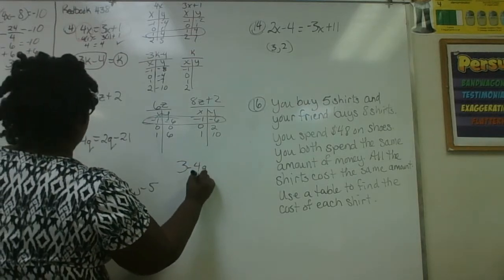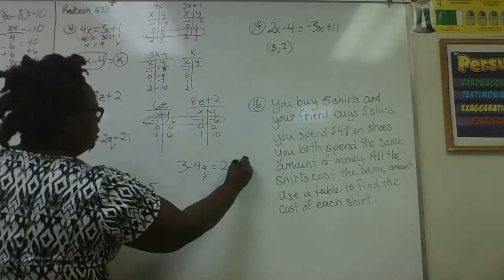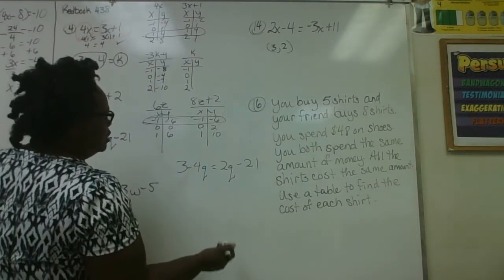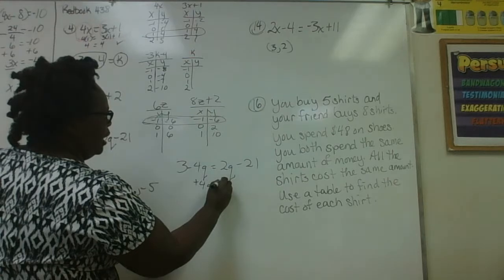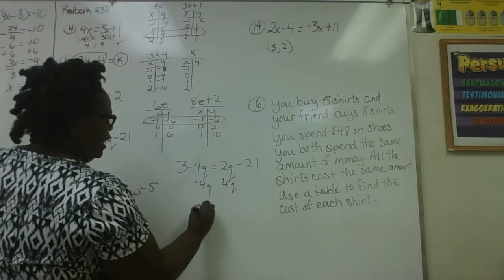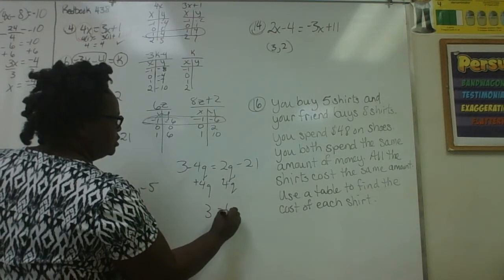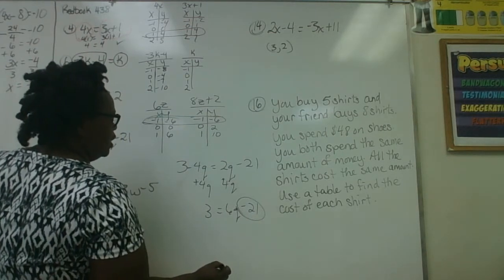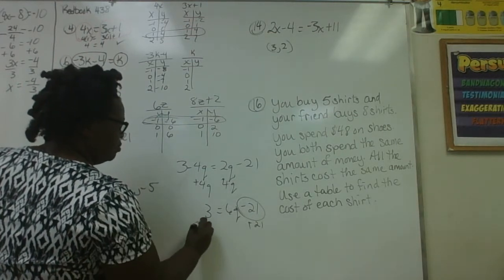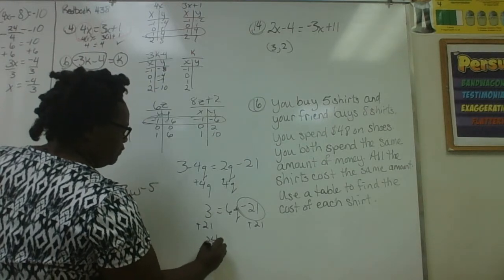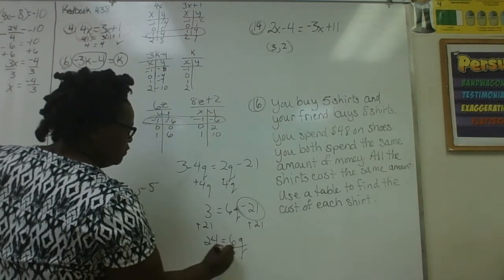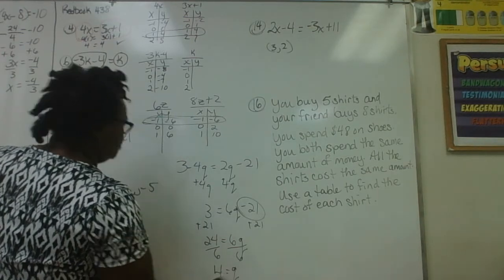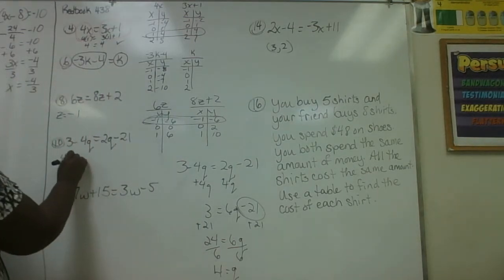3 minus 4q equals 2q minus 21. Okay? Let's make both sides equal. So we're going to add a 4q, add a 4q. And 3 is going to be equal to 6q minus 21. Then we're going to move the 21 over, plus 21, is going to give us a 24 equals 6q. Divide both sides by 6, and we have 4 is equal to q. All right, 4 is equal to q.